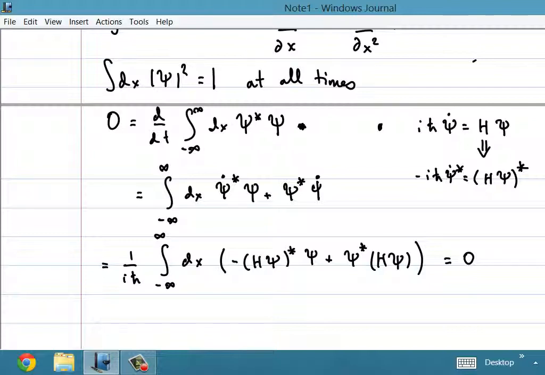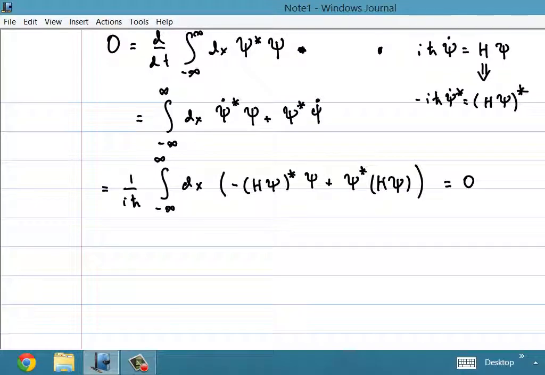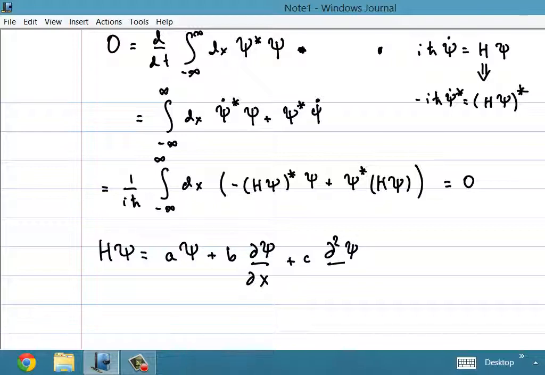So this will constrain the possible form that our operator h could take. So remember that schematically, we expected h psi to be something like a times psi plus b times d psi by dx plus c times the second derivative of psi with respect to x, and so on and so forth.